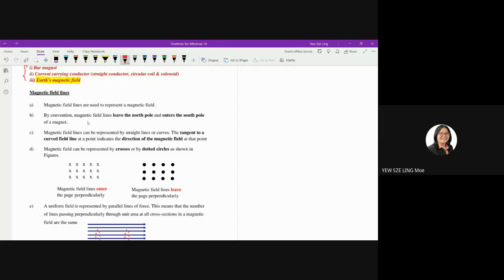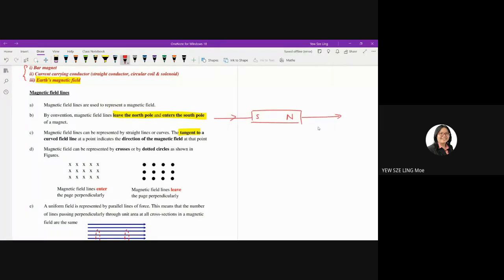And by convention, magnetic field lines leave the North Pole and enter the South Pole. Leaves North Pole and enters South Pole. That is the thing that you must memorize. A magnetic field line can be represented by a straight line or curve. The tangent to the curved line indicates the direction of the magnetic field. What does tangent mean once again? For example, now you have a magnetic bar. This is the North Pole, this is the South Pole. So it's leaving North Pole, entering South Pole.